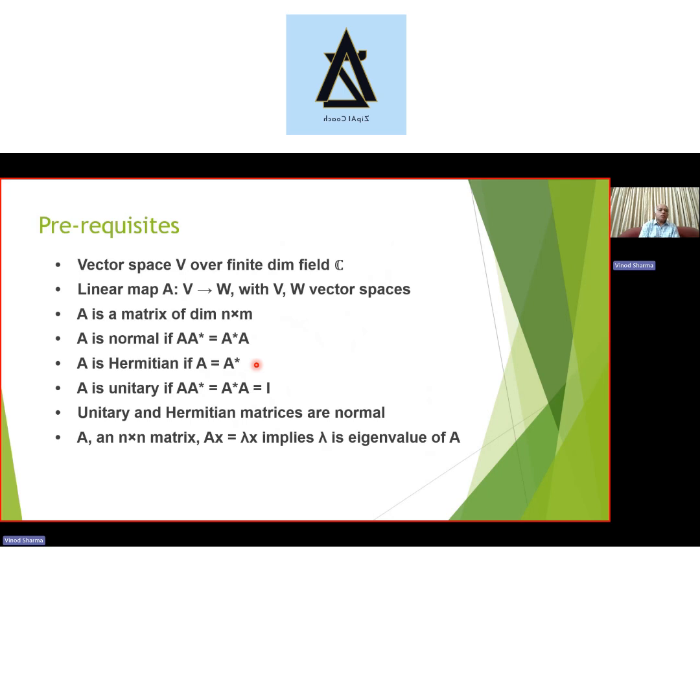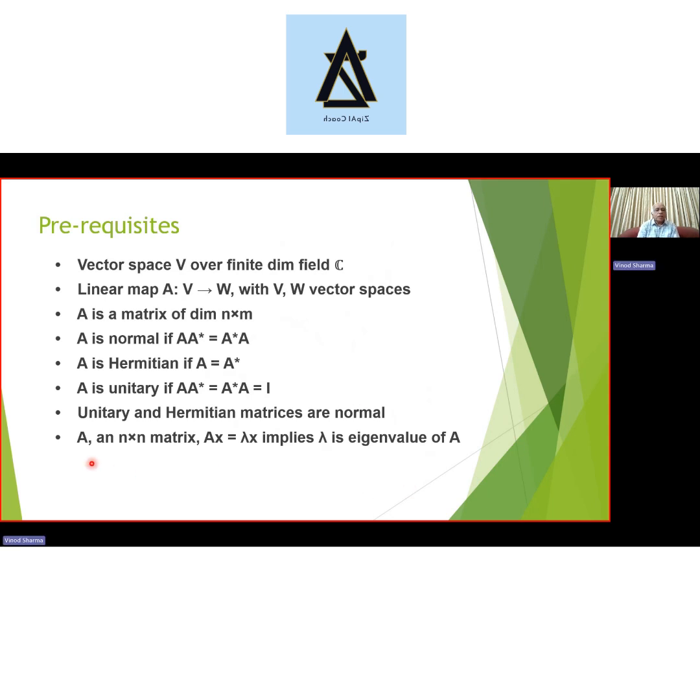A is a Hermitian operator if A is equal to A star. That means in this case, A is symmetric, and you have to take the conjugate, then it will become A star. A is a unitary operator if A A star is equal to A star A is equal to I. That means A has an inverse, and the inverse of A is A star. Unitary and Hermitian matrices, these two that we have explained, are normal matrices.